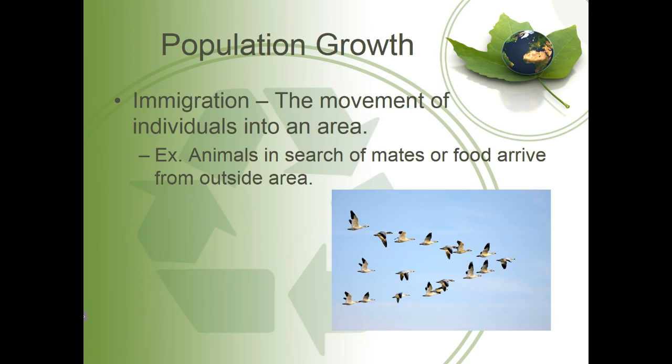And the first thing we need to talk about when we talk about population growth is this idea of immigration and emigration. So immigration with an I, okay, and I say I because remember there's 2 forms of immigration. Immigration that starts with I is the movement of individuals into an area. So immigration with an I into, these are animals that are coming into an area. So they are immigrating into, and we call them immigrants. So animals in search of mates or food arrive, and arrive is keyword, from outside of the area. So they're coming into our area.